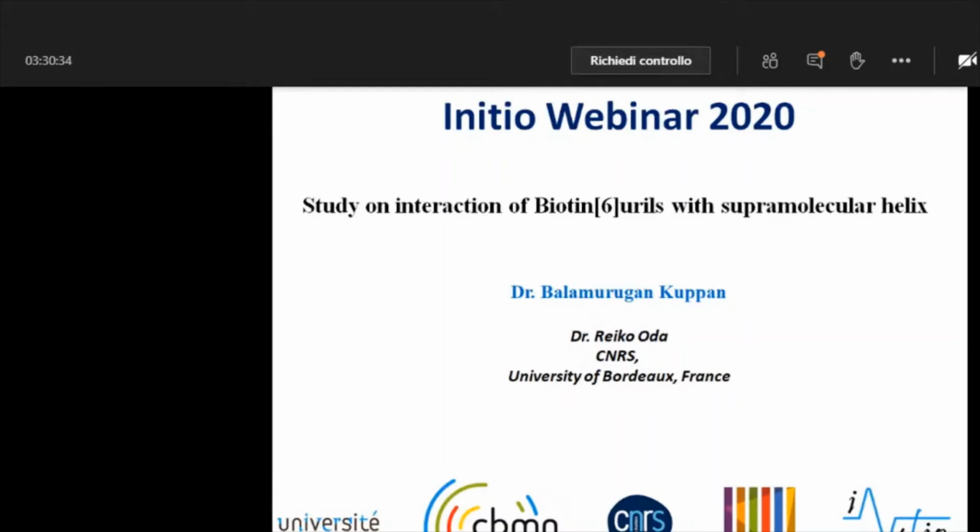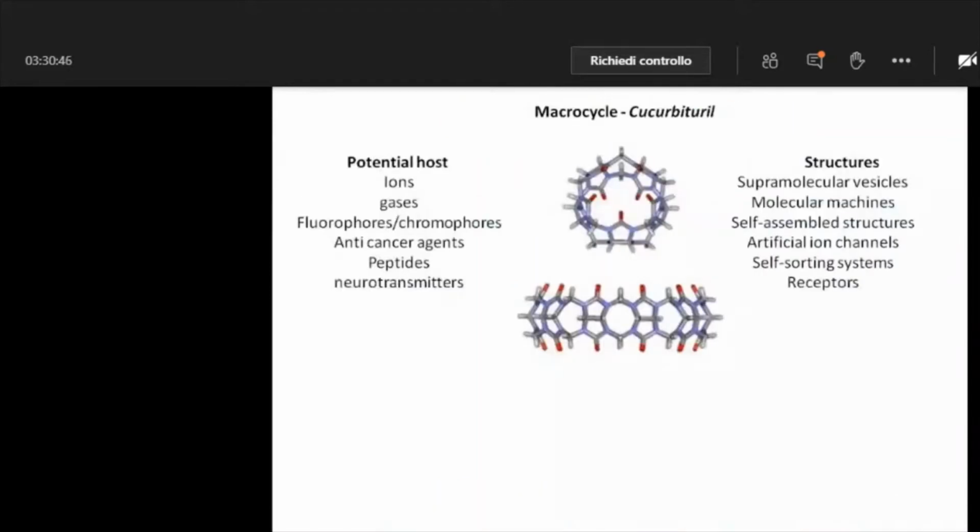So how we can use supramolecular chiral nanostructures for chiral induction to biotin urils for detection and sensing of chiral molecules. So with that, since Lucas has spoken widely about cucurbituril and the other speakers have spoken about porphyrin, I'll just give a very brief introduction and then go to the experimental part.